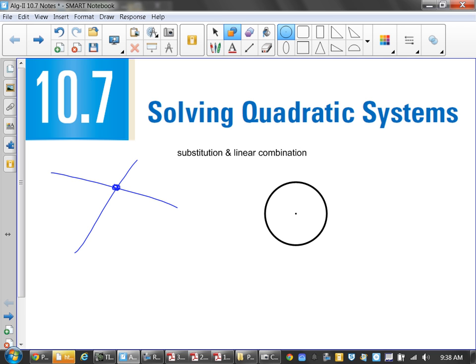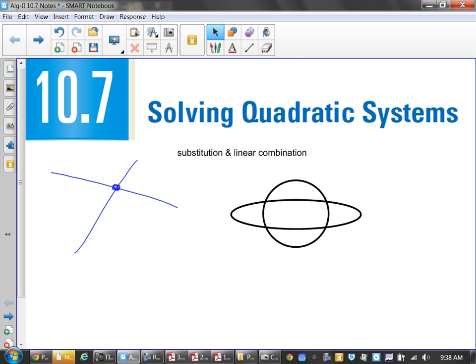We're going to take a circle and an ellipse, and we're going to figure out where a circle and an ellipse might intersect one another. It does sound like a lot of work, but believe it or not, it's very simple.